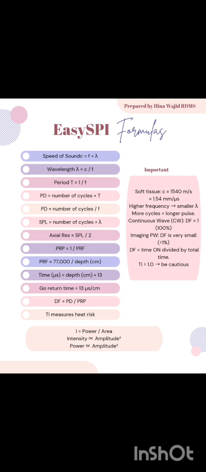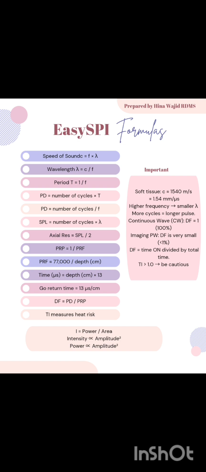So when there are more number of cycles mean longer pulses, longer on time. So pulse duration is number of cycles multiply time period. Increase number of cycles, it means pulse duration is more, longer pulses. What is the duty factor? Duty factor is on time divided by total time. In CW, it's always on, always transmitting. So duty factor is either 100% or 1.